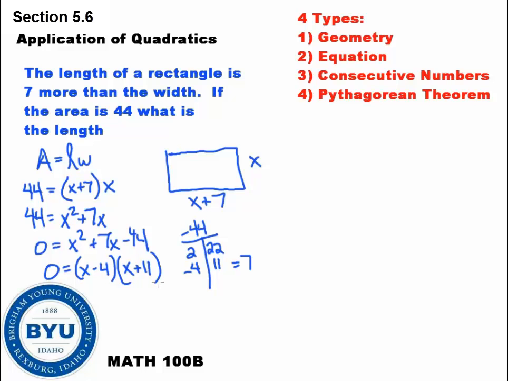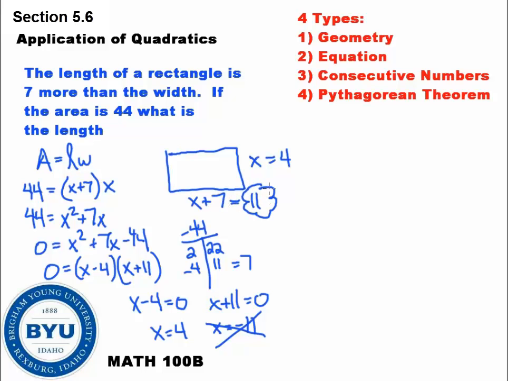I now set each of the parentheses equal to 0. x minus 4 equals 0, x plus 11 equals 0, and I get x equals 4, and x equals negative 11. So we don't use the negative answer, it just doesn't make sense here. So the answer is 4 for the width, which means the length, when we plug 4 back in here, is 11. So we should have said that the length is 11 units, or 11 feet, or 11 meters, whatever the units were. Okay, great.